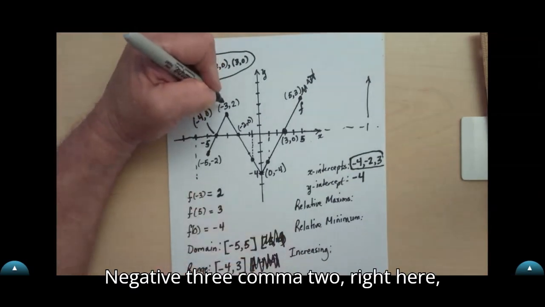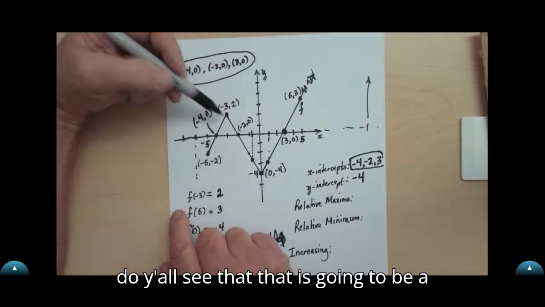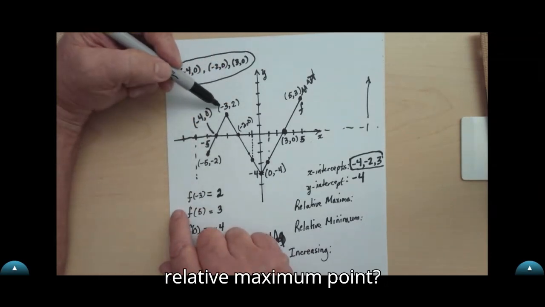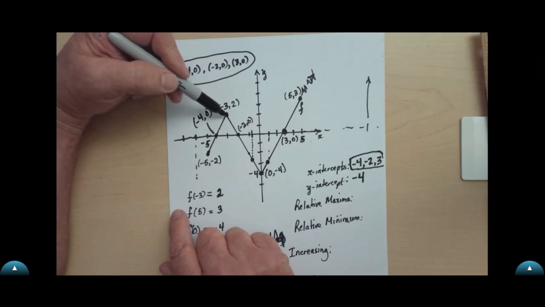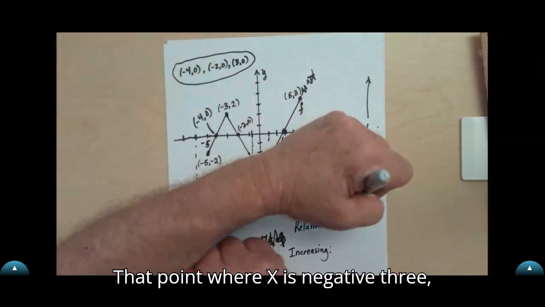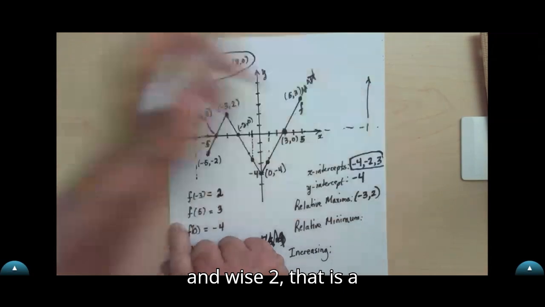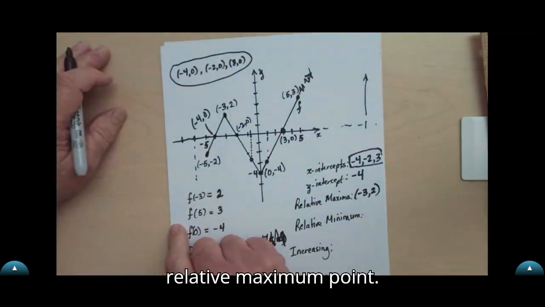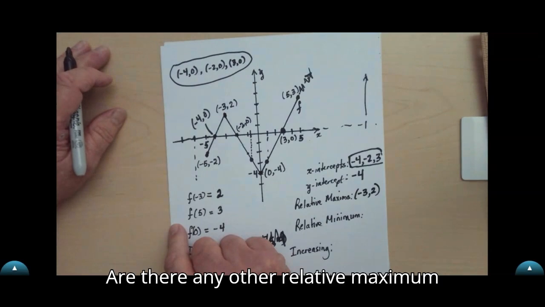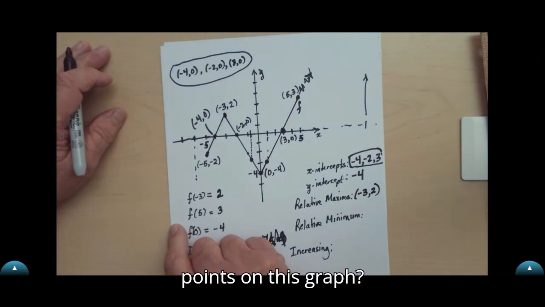-3, right here. Do y'all see that that is going to be a relative maximum point? That point where x is -3 and y is 2, that is a relative maximum point. Are there any other relative maximum points on this graph? Or is that the only one?